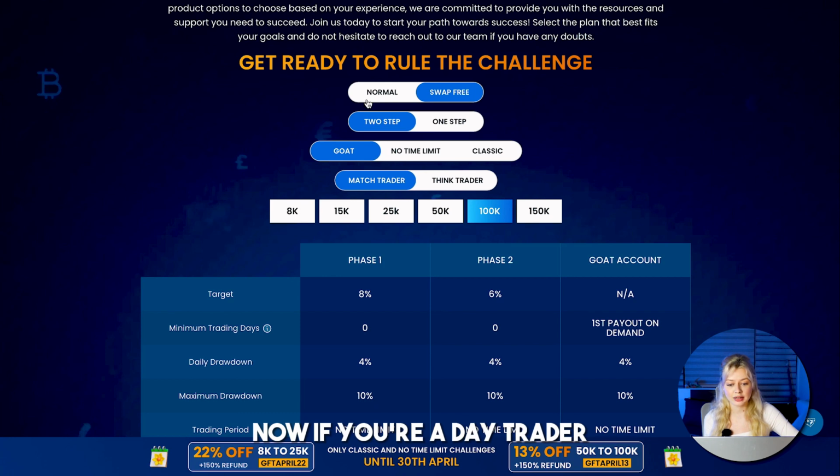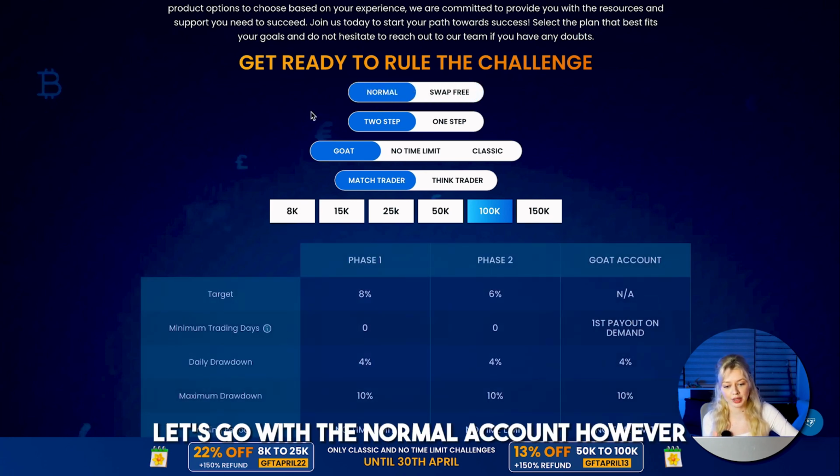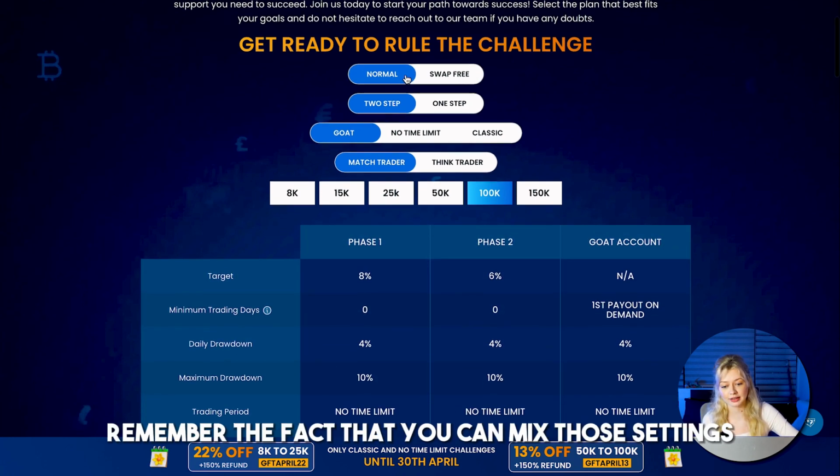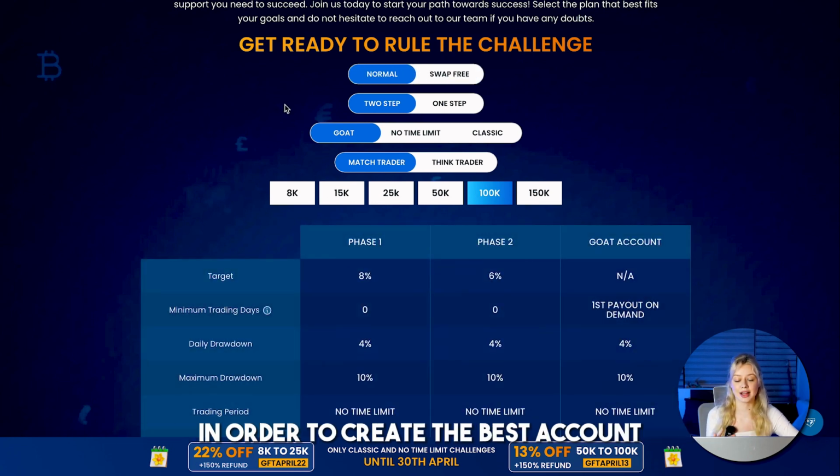Now, if you're a day trader, let's go with the normal account. However, remember the fact that you can mix those settings in order to create the best account for you.